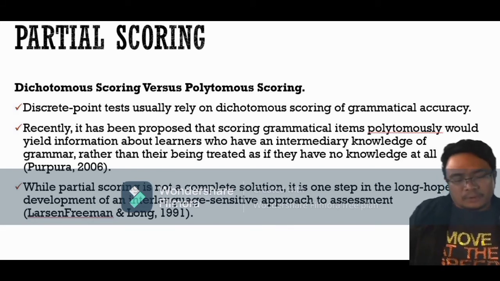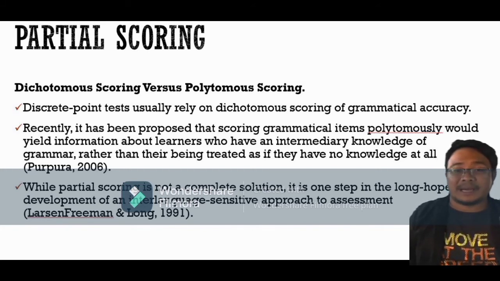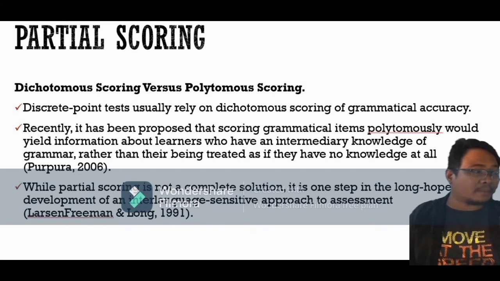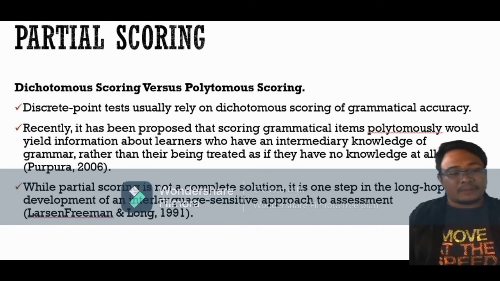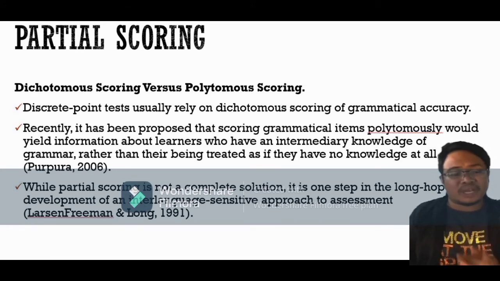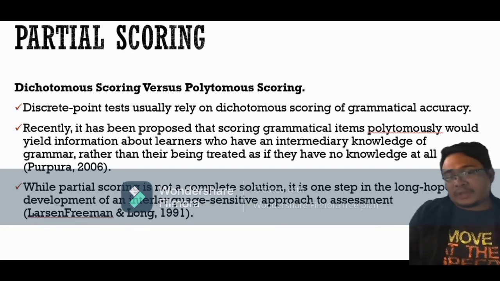A polytomous scoring, for example, is what Professor Kappa gave us a week ago on her midterm exam. If you can still remember the questions on her exam, I'm showing it to you here now. For example, in numbers 36 to 40: based on your own experience as a pre-service teacher, what is or are the challenges you might have already faced when teaching grammar? And how did you resolve those?